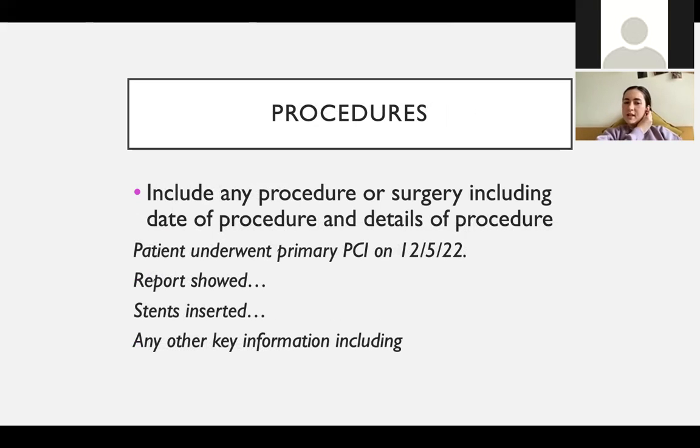Next section is procedures. So in this section, I'll put any procedure they've had, what date they had it, and then I normally will put a few bullet points about how it went, what it showed. So for example, if patients had PCI, you put what date it was, and I normally just have a read of the report and put the key points. And if you're on a surgical job, it's good to put any surgeries they've had, and the success of the surgery.